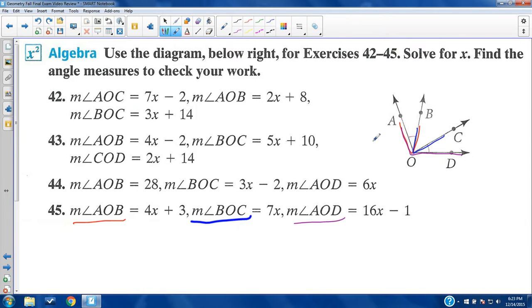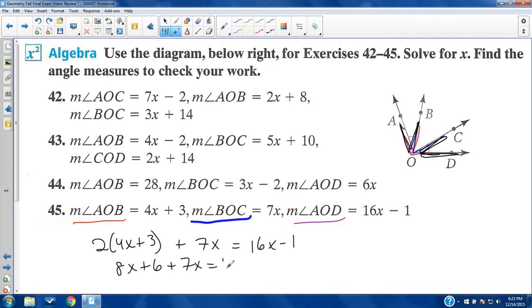Now if we want AOB and COD to be the same thing, we'll have to double this amount. So just like last time, we'll double that measure. Then we're going to add 7x, the BOC angle measure. And that'll equal all of AOD, which is 16x minus 1. So saving you some math here, 8x plus 7x is 15x. Subtract 15x from both sides, you'll get x on the right. Add 1 on this side, you'll get 7 on the left. So x equals 7.